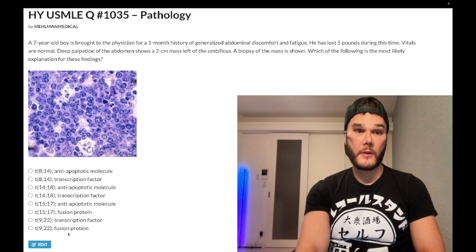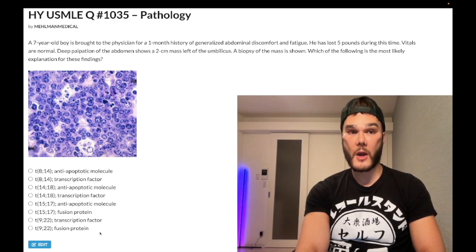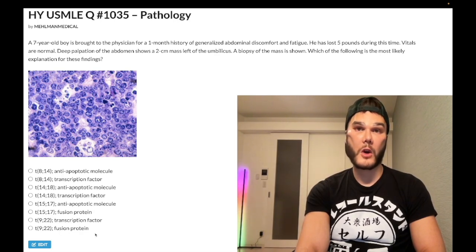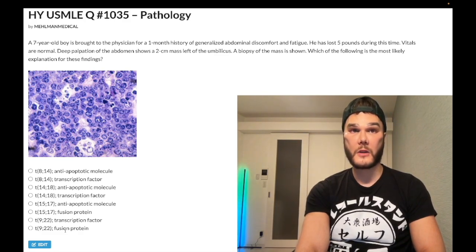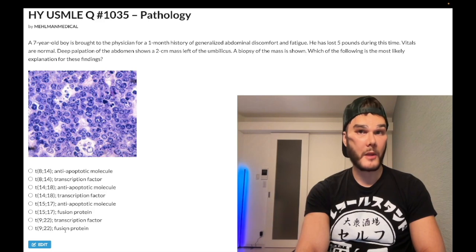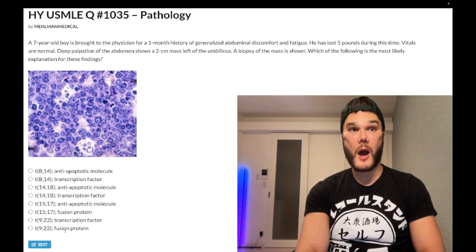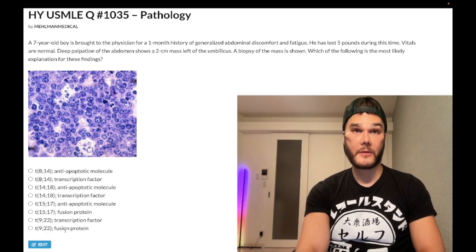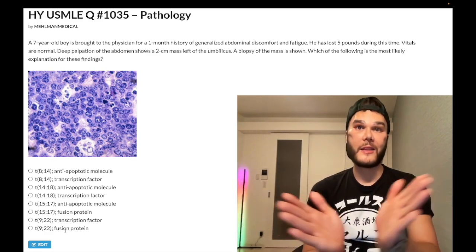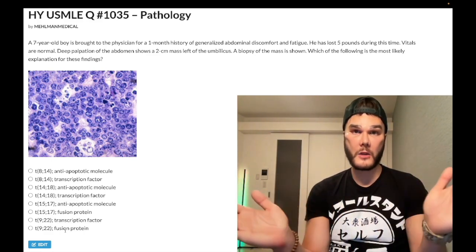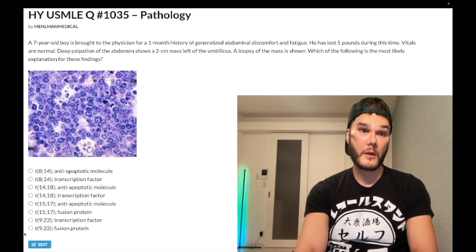And then finally, 9;22 translocation, wrong answer. This is going to be a fusion protein with the Philadelphia chromosome, BCR-ABL. This is CML, chronic myelogenous leukemia, one of the highest yield conditions on USMLE. So BCR-ABL, it's a fusion protein. That can be the answer. It can also be, as the answer, oncogenic tyrosine kinase. They want you to know that. It's a lengthy discussion regarding all these pathologies. Point is, wrong answer.